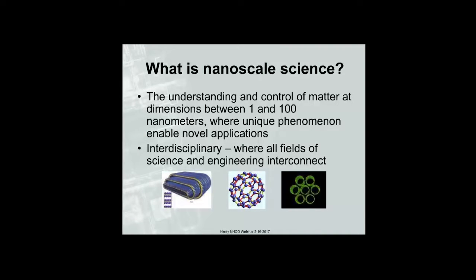So everything always begins with, what is nanoscale science? It's the understanding and control of matter at the dimensions between 1 and 100 nanometers. And at that scale, unique phenomena occur which enable novel applications and novel products. As I stress, I just had a group of kids in yesterday, and I stressed to them unique properties. That's one of the key things about nanotechnology.